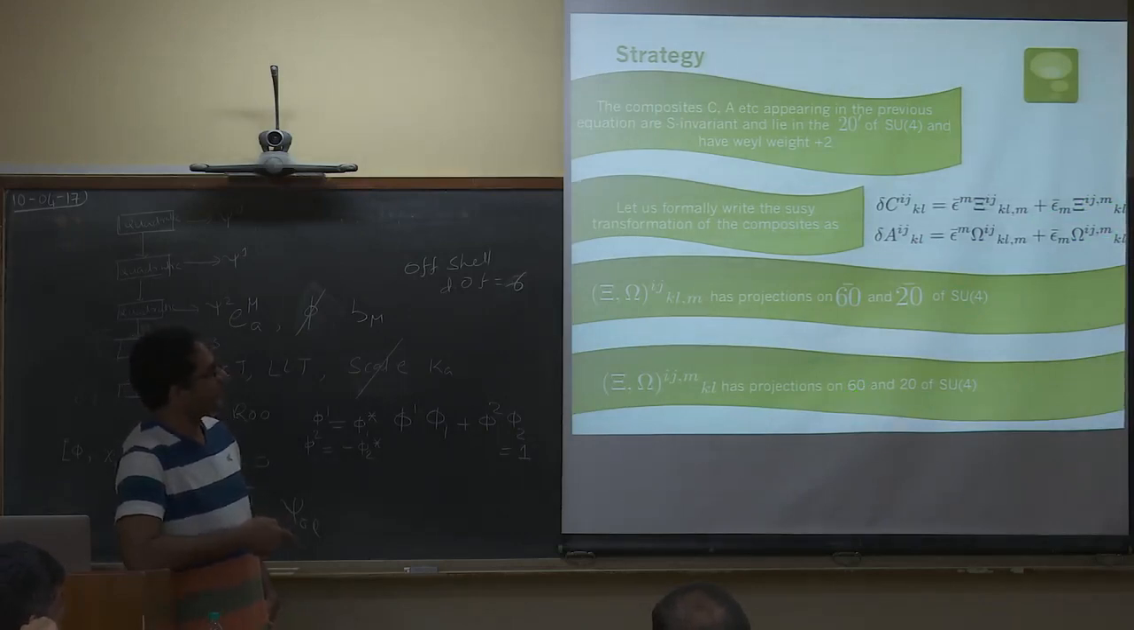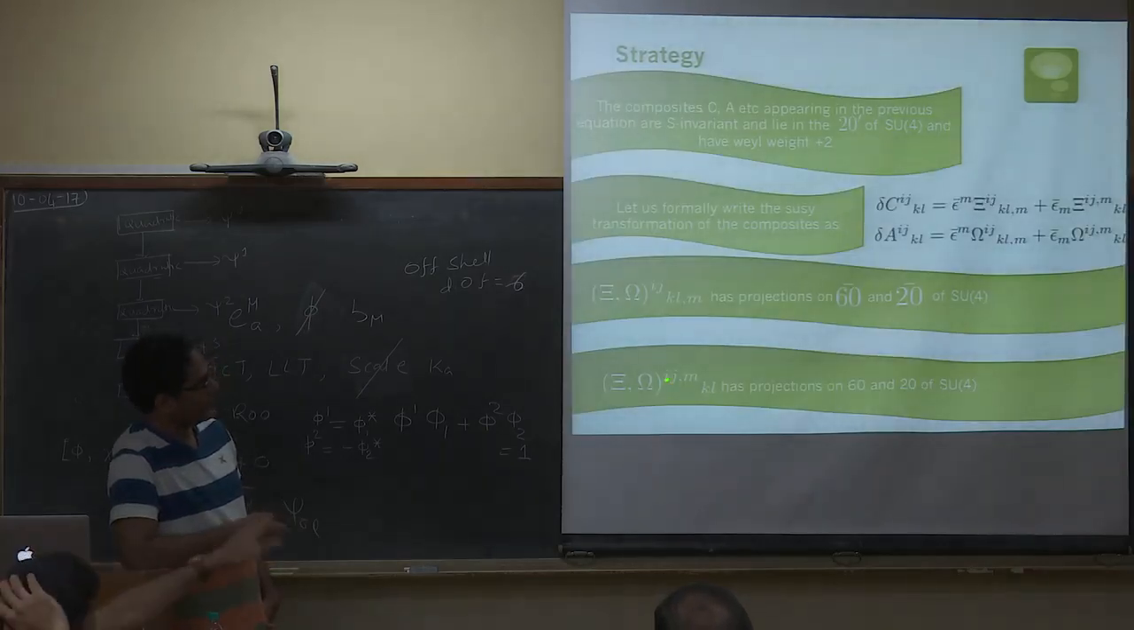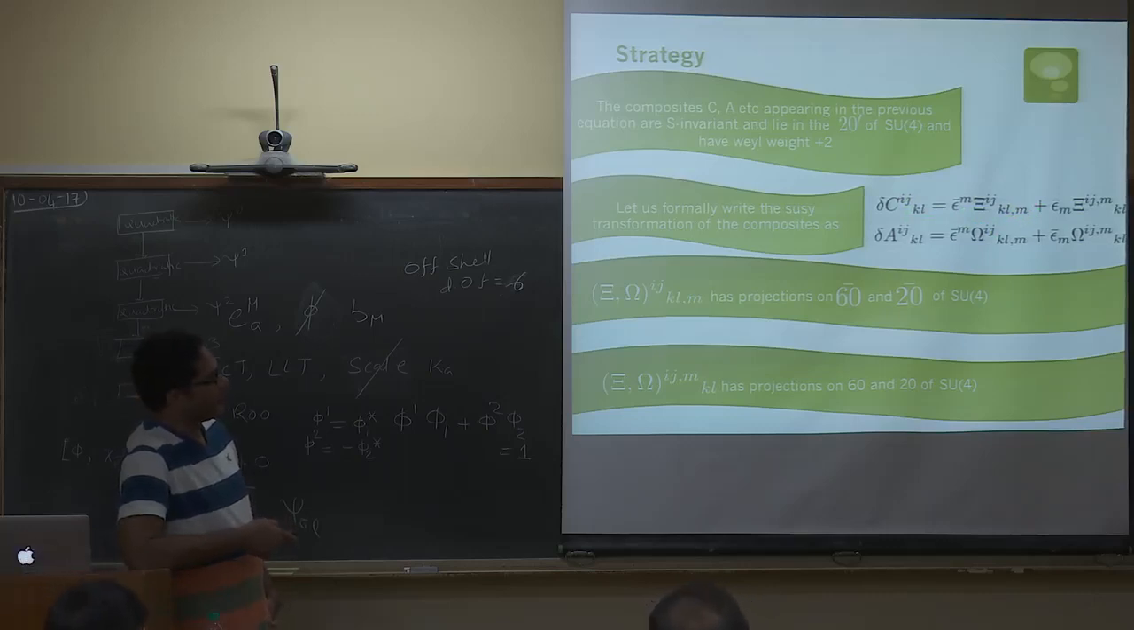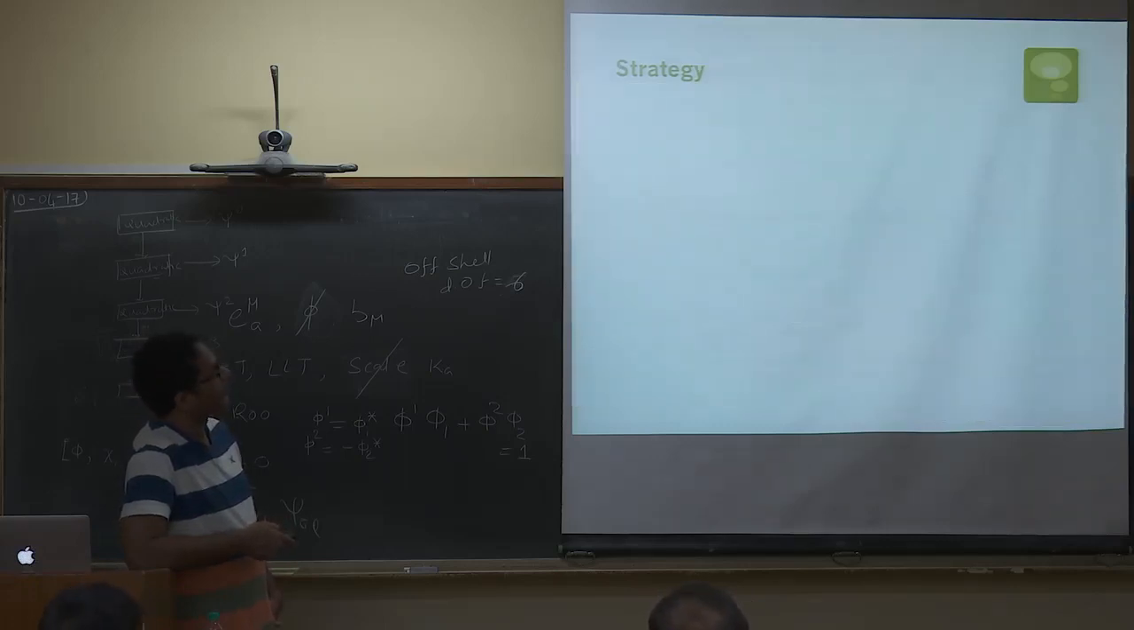Okay? So the last thing was just to take C and decompose the action of Q on it in terms of its channels. This is the action of Q1. Right. So that's what we have done. So this has projection on 60 bar and 20 bar and 60 and 20 of SU4.